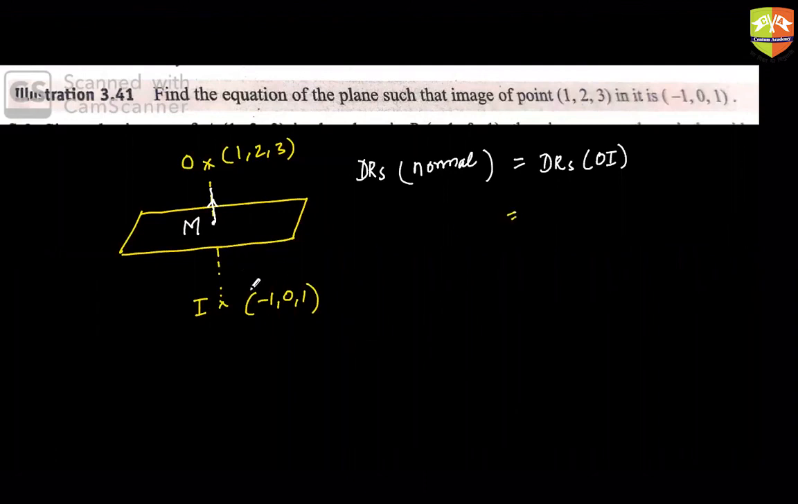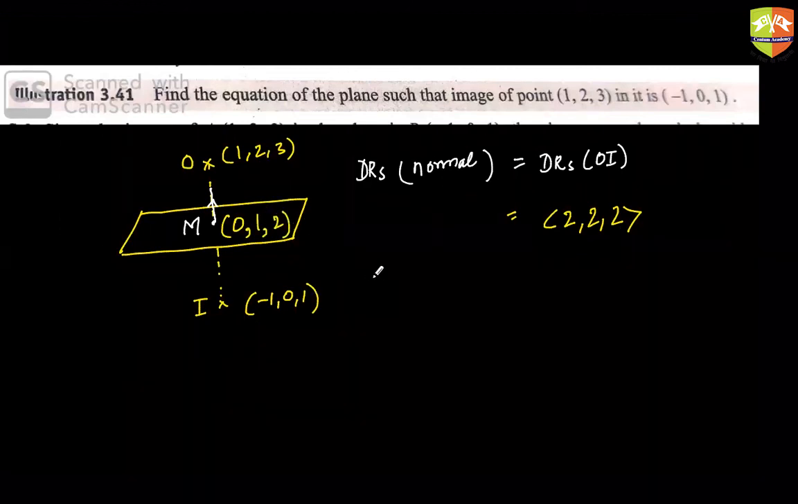So direction ratios will be just subtracted: 1 minus minus 1, that's 2, then 2 minus 0, again 2, then 3 minus 1, which is again 2. Okay, so these are the direction ratios of the normal. Now, I also need a point on the plane. I can get the point by using the fact that M is the midpoint of O and I. So what is the M coordinate? 1 minus 1 by 2, which is 0. Then 2 plus 0 by 2, which is 1. And 3 plus 1 by 2, which is 2.